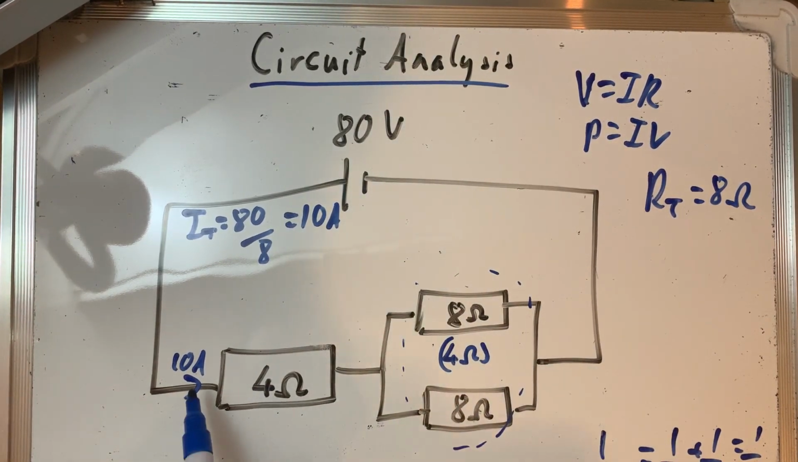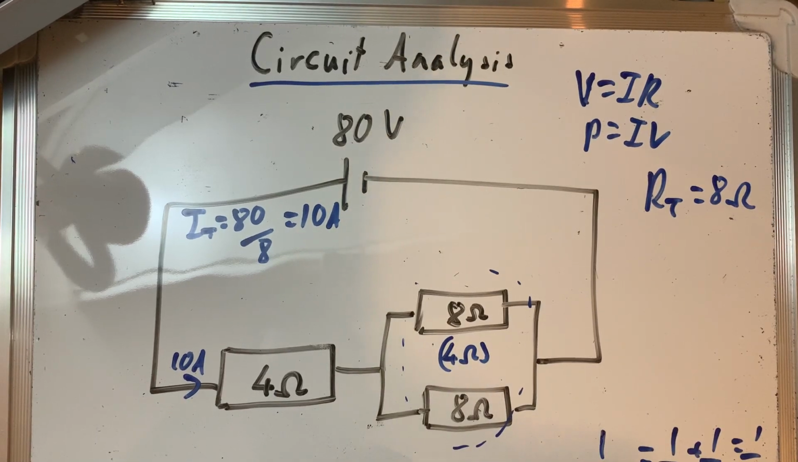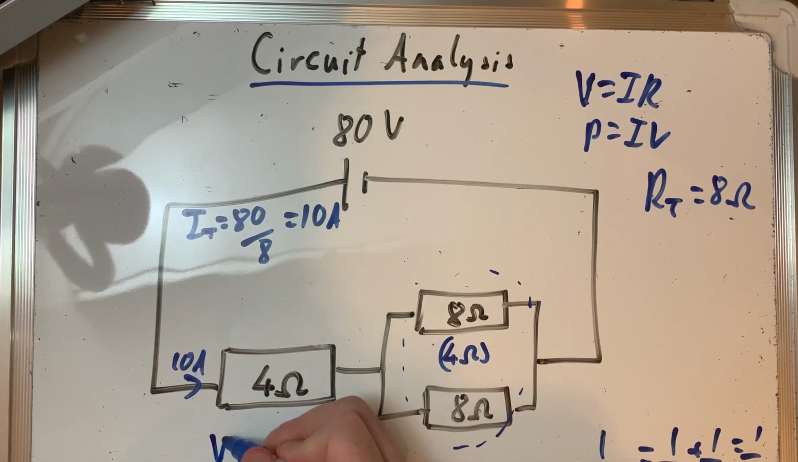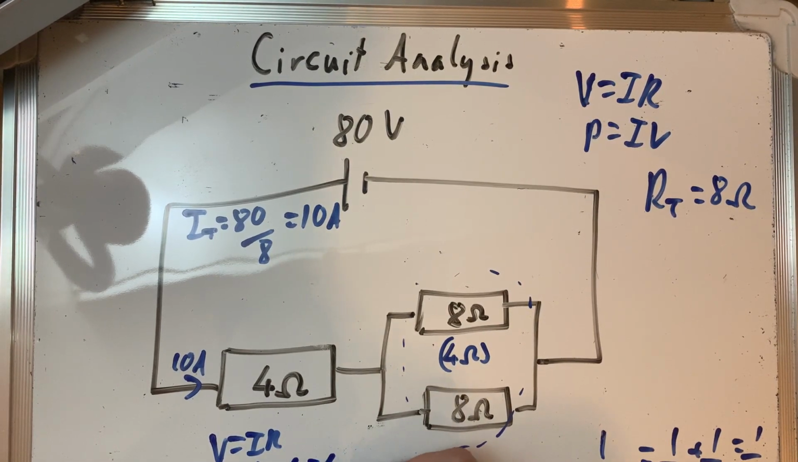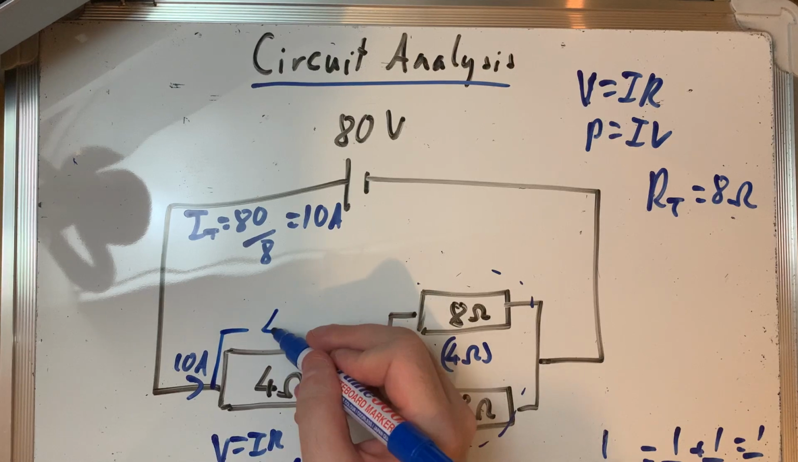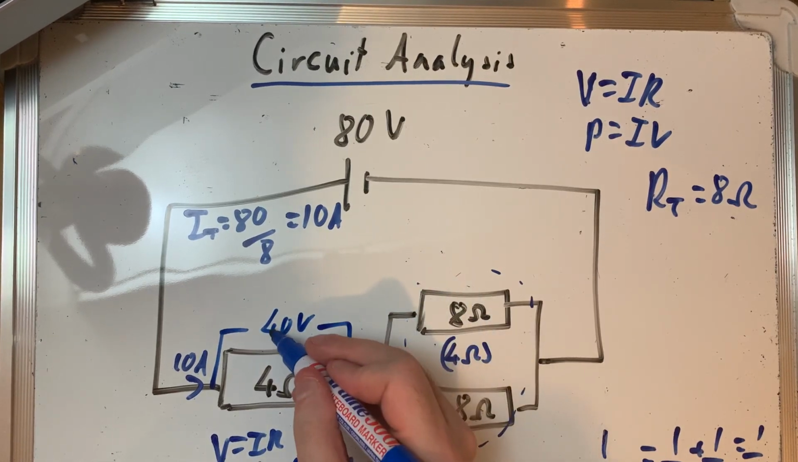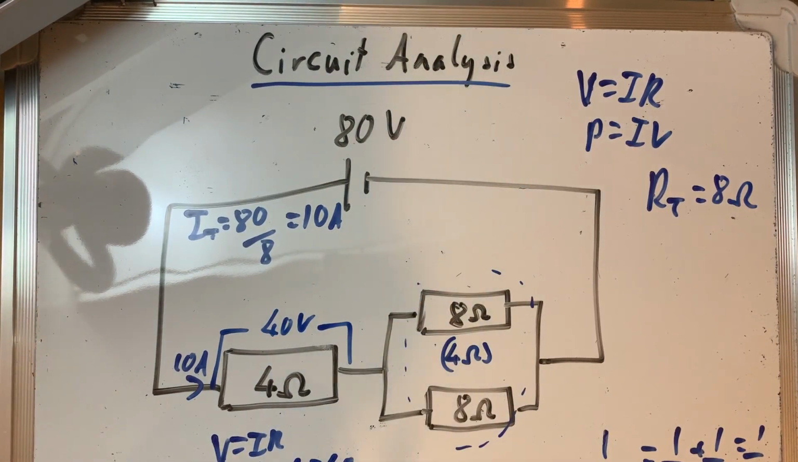Now for this one, I've got its current and its resistance. I can get its voltage. So V equals IR. Again, I must apply all these three things to this resistor. So that's 10 times 4. That's 40. 40 volts across here. I could have got that in one go, actually.